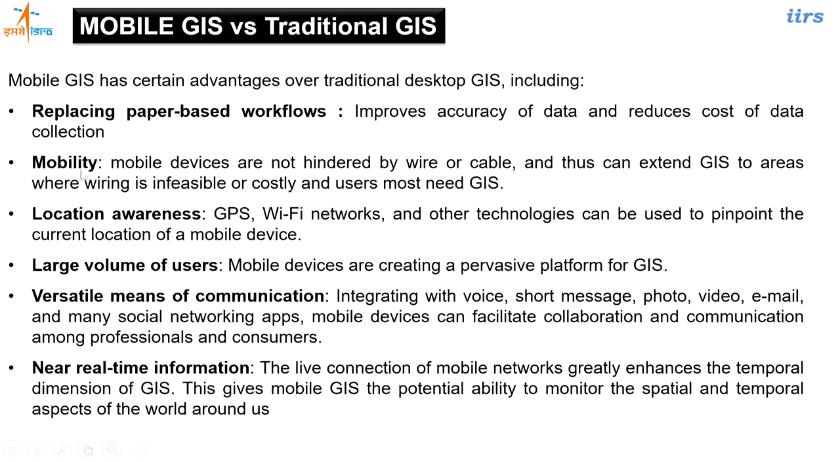Similarly, another advantage is mobility. The mobile devices are not hindered by wires or cables. They are wireless. We can carry them directly to any part of the place, or they can be distributed to any number of users. Similarly, location awareness. This is again a very good advantage of mobile GIS over the traditional GIS. GPS, Wi-Fi networks and other technologies can be used to pinpoint the current location of a mobile application. Real-time locations of the mobile application can also be connected.